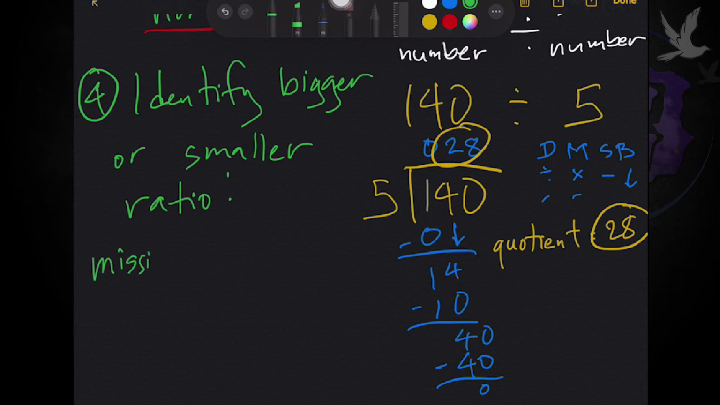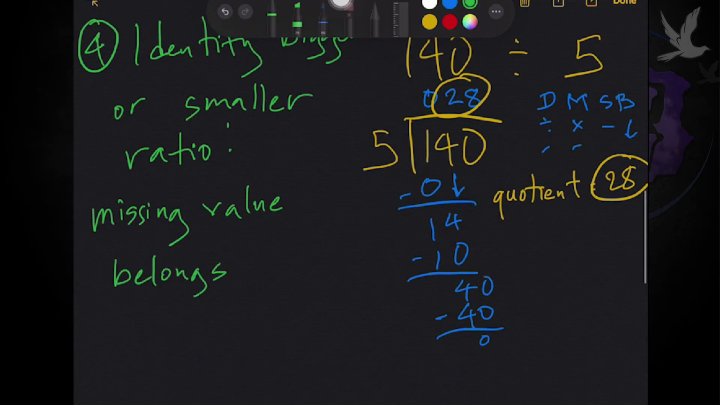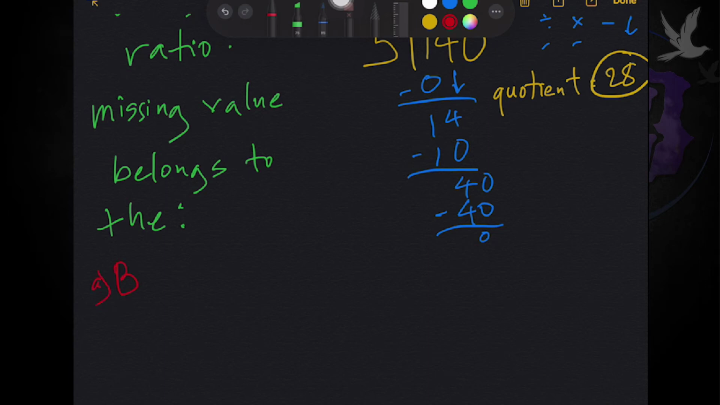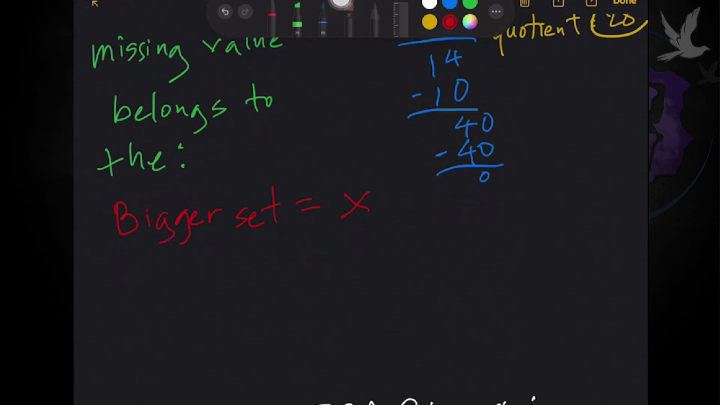If the missing value belongs to the bigger set, what are you going to do? Dito na tayo ngayon, magkakaroon na tayo ngayon ng dalawa. If the missing value belongs to the bigger set, you multiply. If the missing value belongs to the smaller set of ratio, you divide. Ngayon, the question is, ano yung imu-multiply namin, teacher?